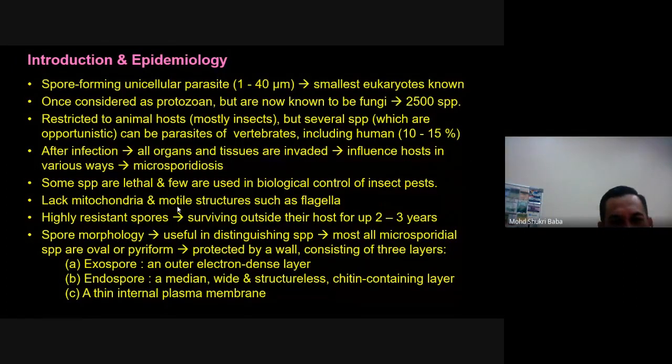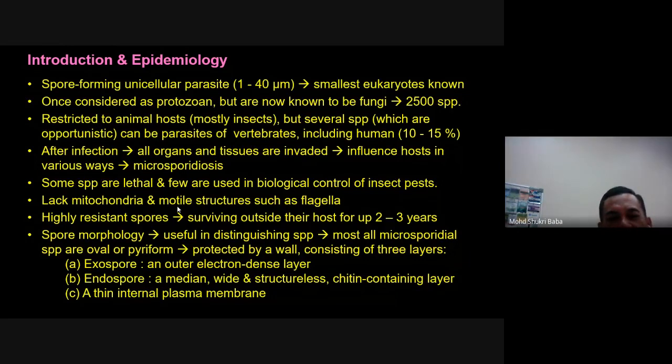And morphology of the spore basically useful to distinguish the species. Most all microsporidial species are oval or pyriform, protected by a wall consisting of 3 layers. So spore morphology basically tak kira lah species apa, tapi spore dia mempunyai 3 layers, which is exospore, the most outer electron dense layer, paling luar, layer yang paling luar. Endospore adalah layer di pertengahan, di tengah-tengah, a median, wide and structureless.